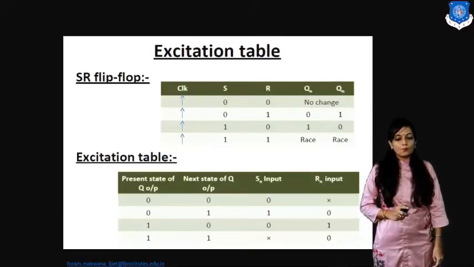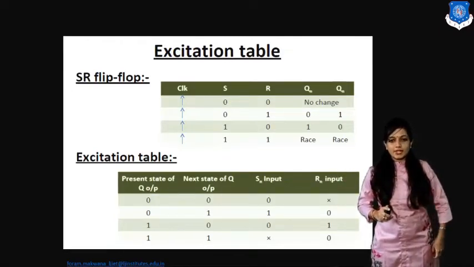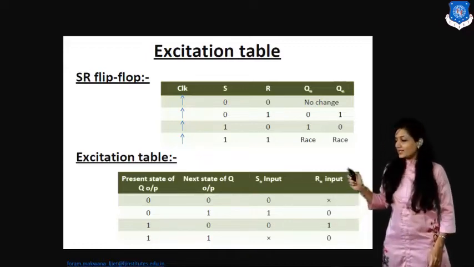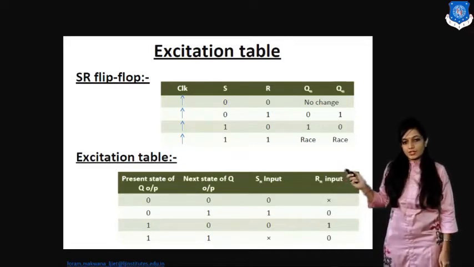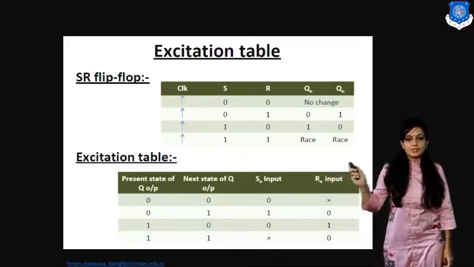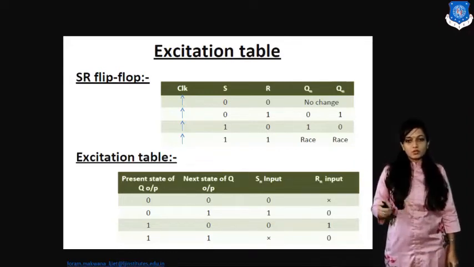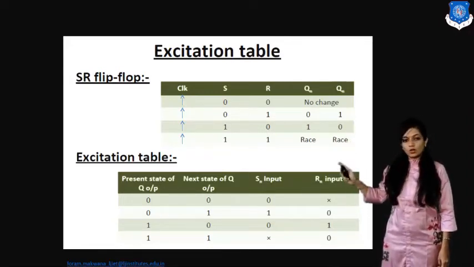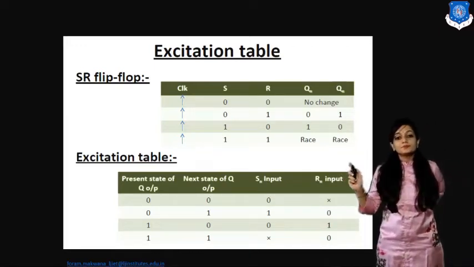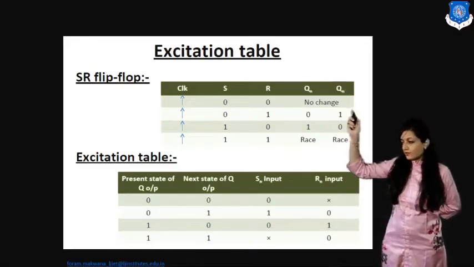Before starting the excitation table of the T flip-flop, I just need to revise the excitation table of the SR that we studied in the last session. As my SR flip-flop is positive edge triggered, for the rising edge of the clock and the state of the inputs, we are able to derive its output. That is my truth table of the SR flip-flop.